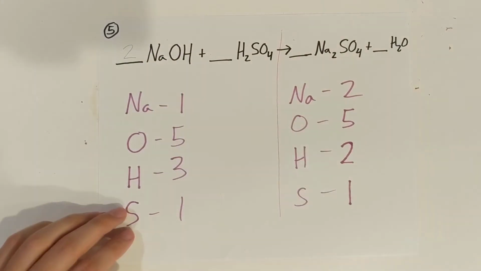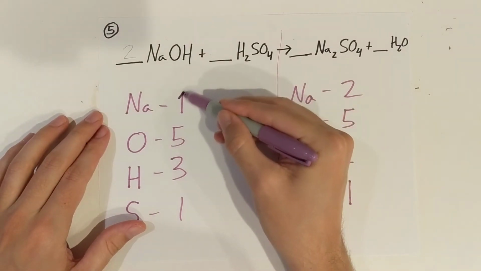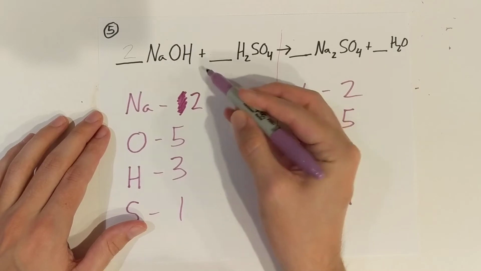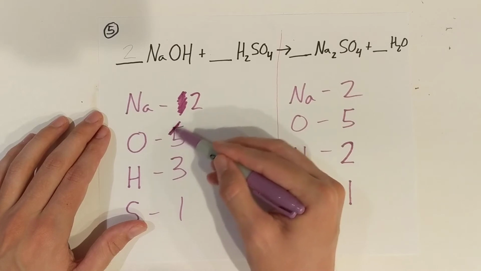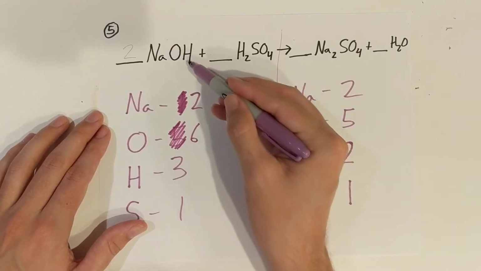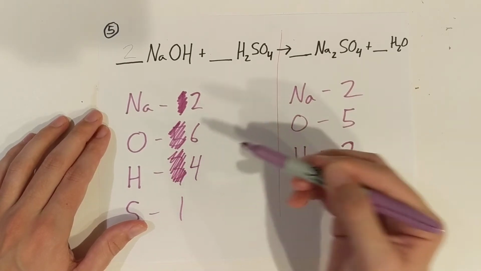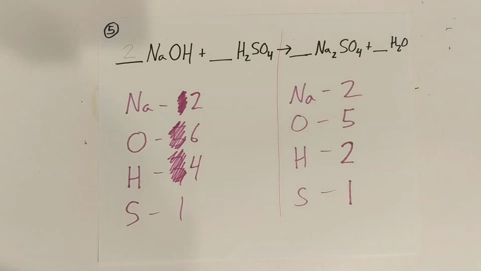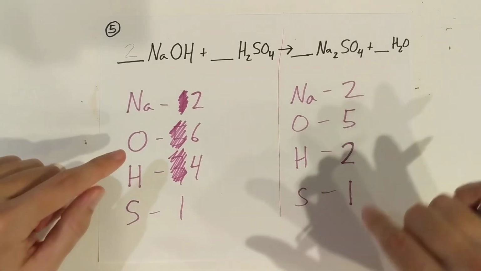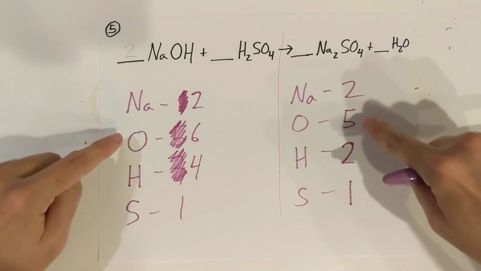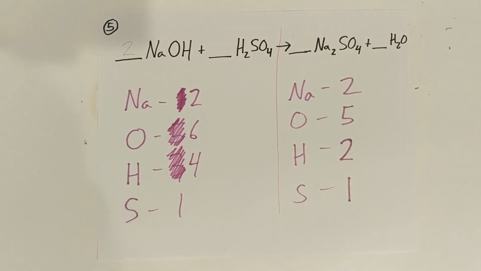So if we put a 2 there, we are going to increase our sodium to 2, but we're also increasing our oxygen. So our oxygen will be 1, 2, 3, 4, 5, 6 now. And our hydrogen will be 1, 2, 3, 4 now. So now my oxygen aren't balanced and my hydrogen aren't balanced, but my sulfur and my sodium are.